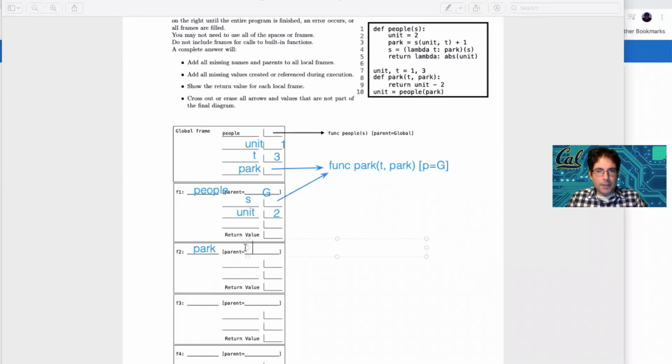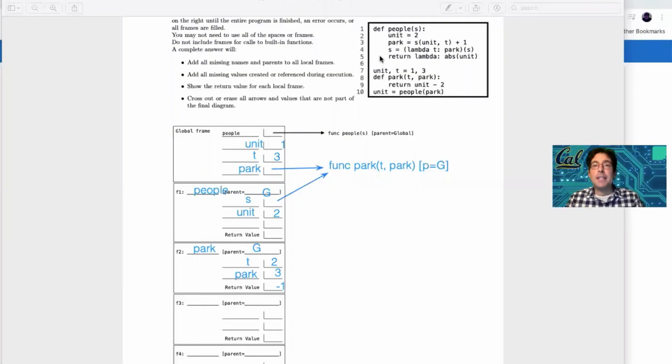Park is a function in the global frame that has formal parameters t and park, and was called on, we did this work already, 2 and 3. And then we see what it does. It returns unit minus 2. So we look in here, where's the unit? Well, there's no unit here, so we look in the global frame because that's the parent. So we return 1 minus 2, which is -1.